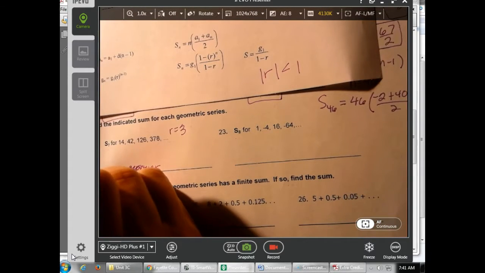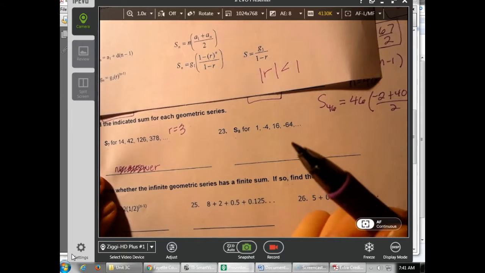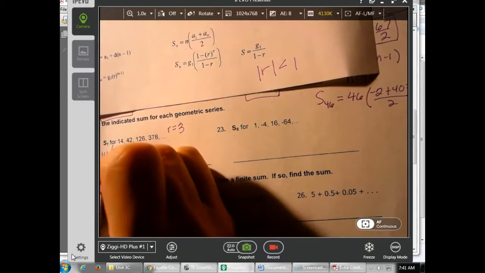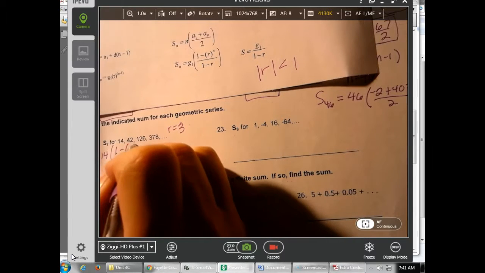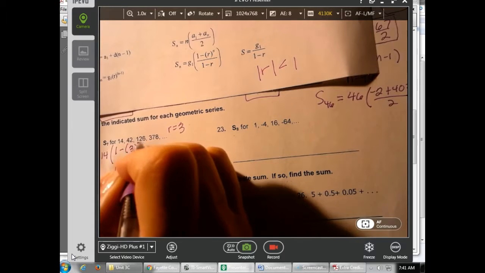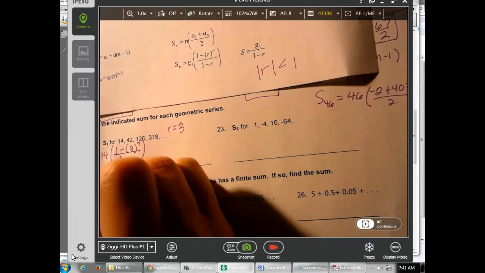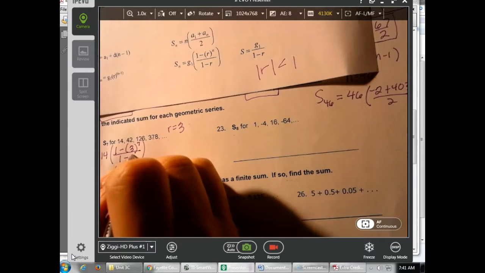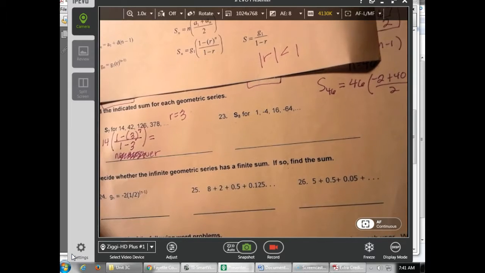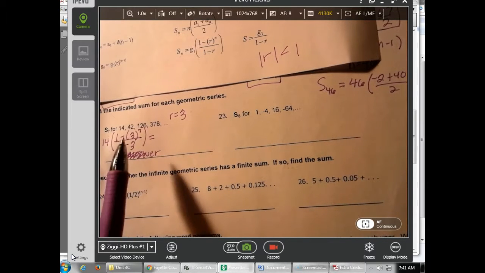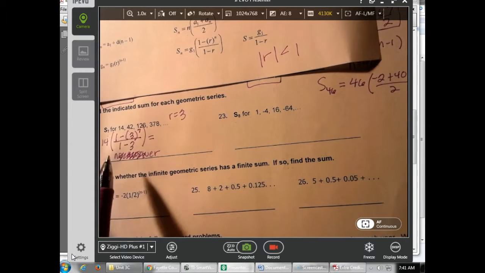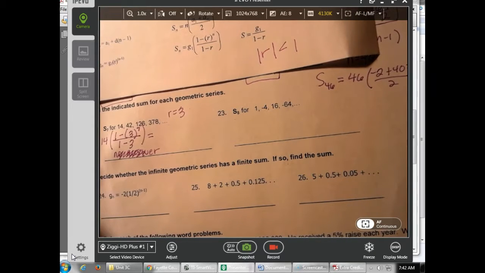So S sub 7 is going to be equal to g sub 1, which is 14, times 1 minus my r, which was 3, raised to the n, which is 7, and all that divided by 1 minus our r, which is 3. Okay, so this is just plugging it into the calculator. And remember I said you probably want to do all of this and then just go ahead and divide by this value and then multiply by 14. So kind of do it step by step.